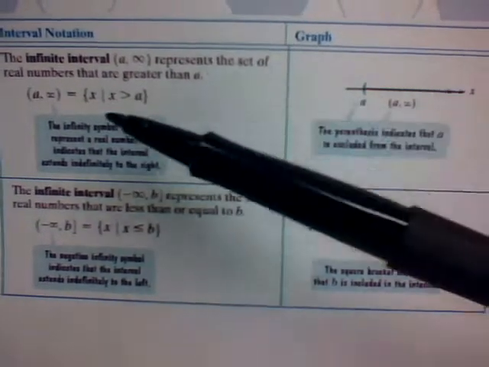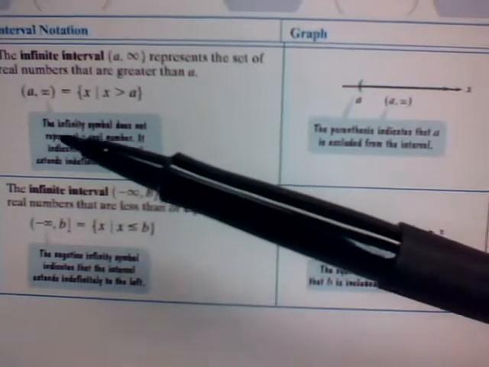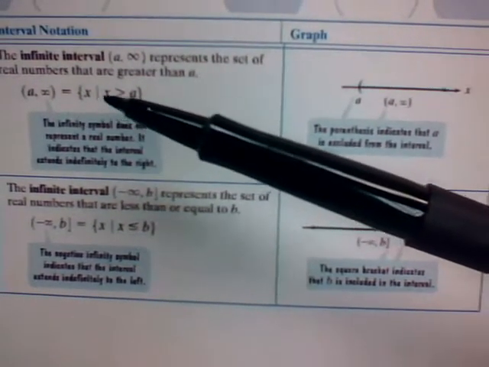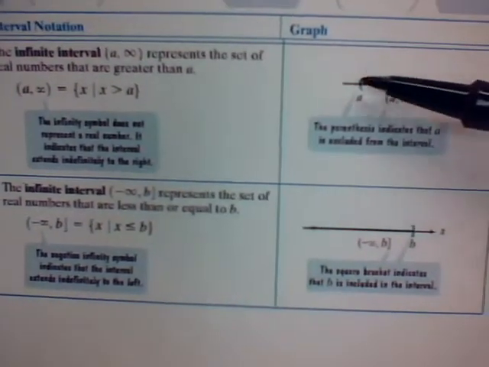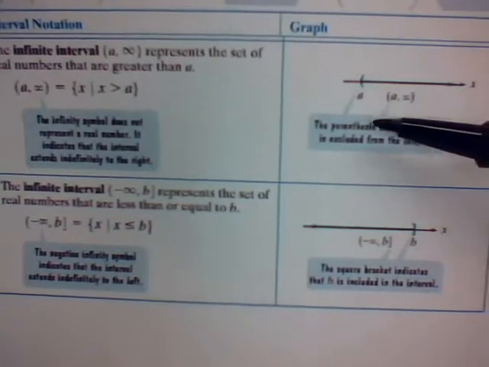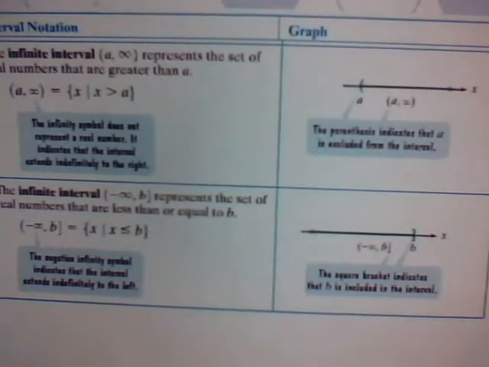So here with (a, infinity), where a is open with the parentheses, that's showing the values of x such that x is greater than a. And the way we graph that is we use a left parenthesis at a and shade everything to the right. It goes on and on and on without end.